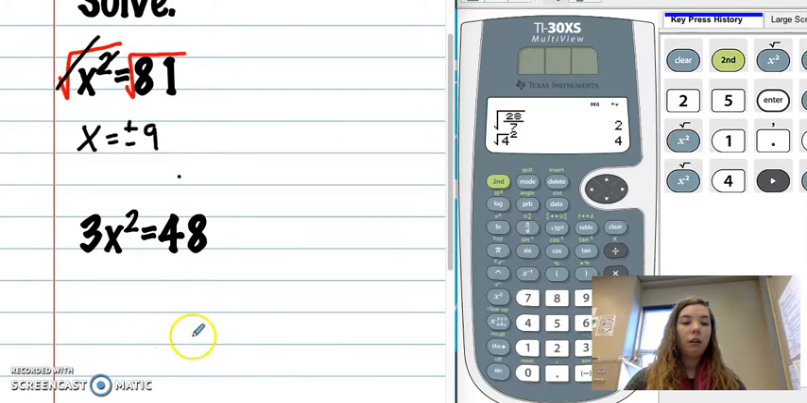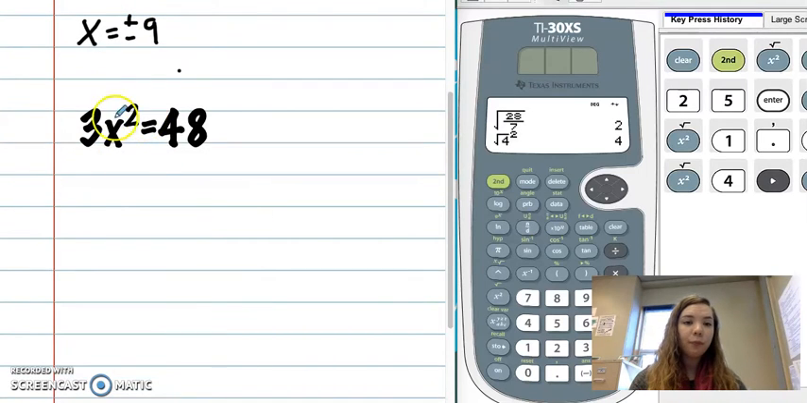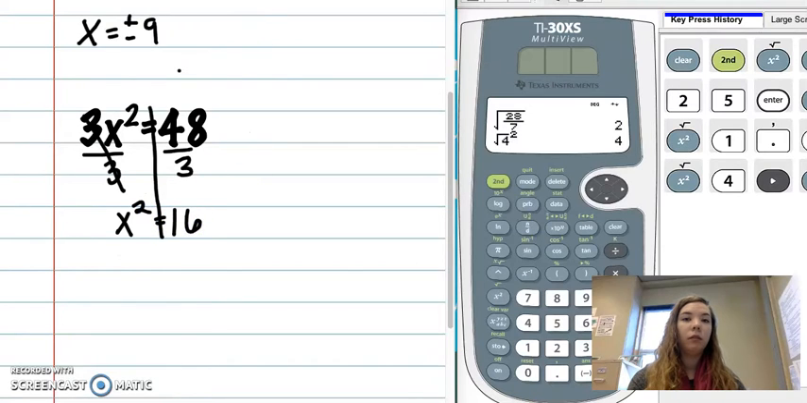Now, we want to get x squared by itself before we square root. Square root is one of the last things we want to do. So for this example, I want to get rid of this 3 first. These are connected by multiplication, so I'm going to divide by 3 on both sides. And then you have x squared equals 16. To get rid of this square, I'm going to square root both sides. And we get x equals positive and negative 4.